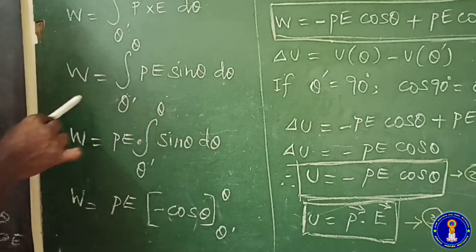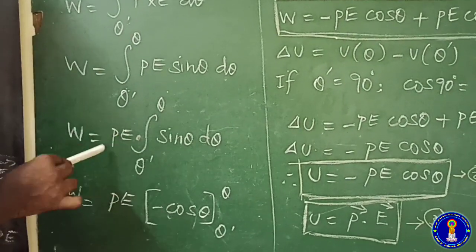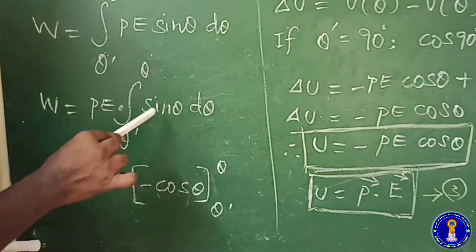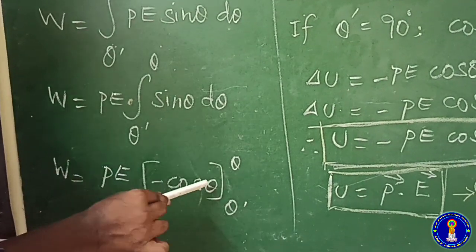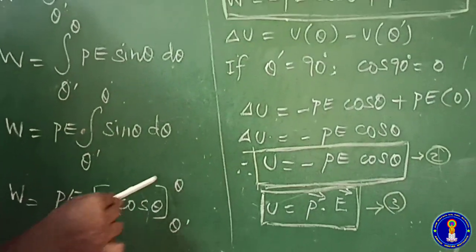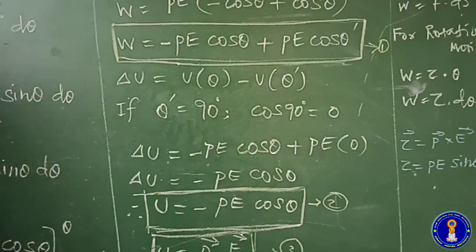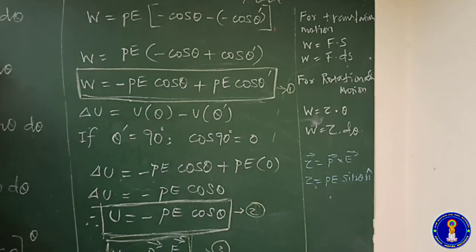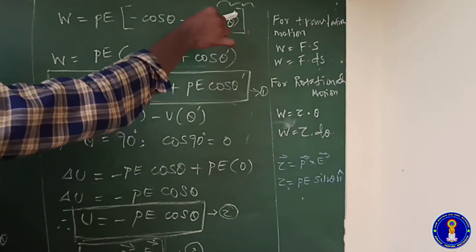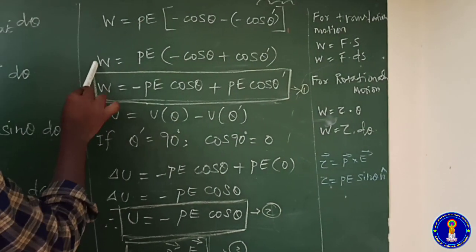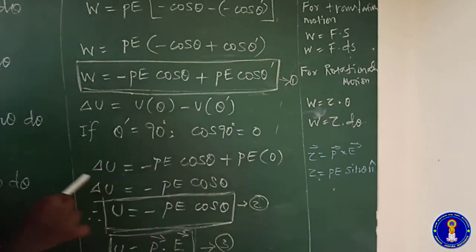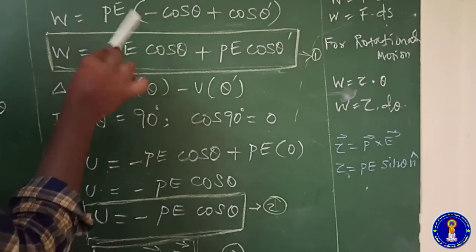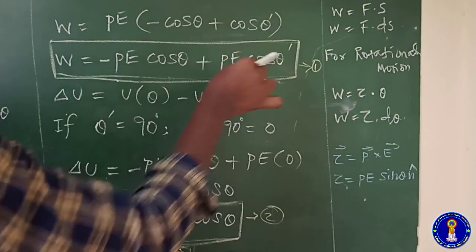P is the dipole moment, constant, and E is the uniform electric field, constant. So taking them out, we integrate sin theta. We get W is equal to PE times minus cos theta, with the limits from theta dash to theta. Substituting the limits, W is equal to PE times minus cos theta minus minus cos theta dash, so minus into minus gives plus. So W is equal to minus PE cos theta plus PE cos theta dash.